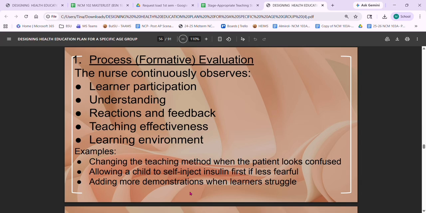...eliminating learning fatigue. Naiintindihan pa ba? Ano yung reaction nila? Effective ba yung teaching? If yung learning environment, okay, i-observe mo. So, changing the teaching method when the patient looks confused, okay? Allowing child to self-inject insulin first if less fearful, okay? Adding more demonstration when learners struggle. So, these are the changes that can occur during a health teaching session, during your formative evaluation.